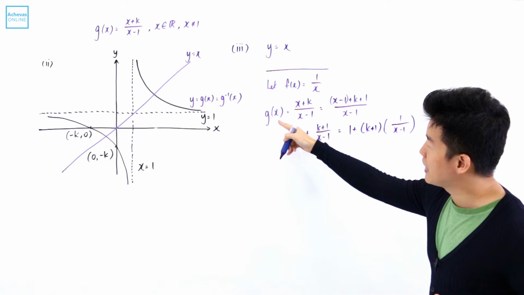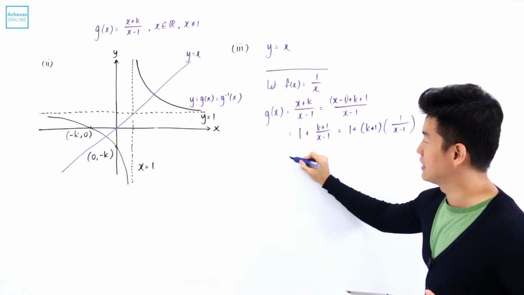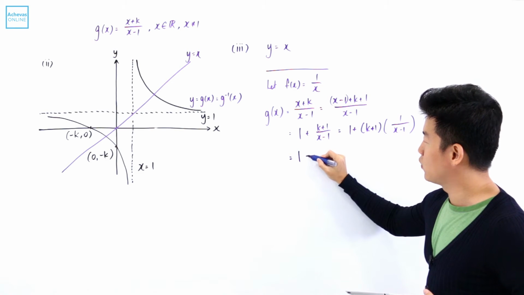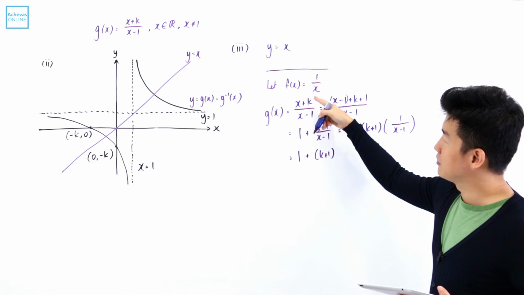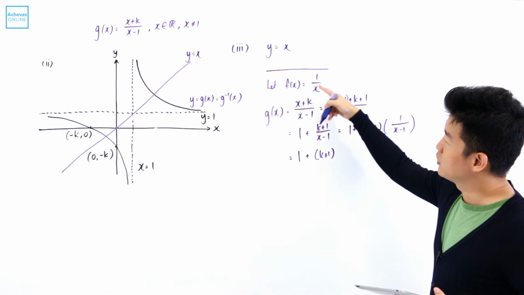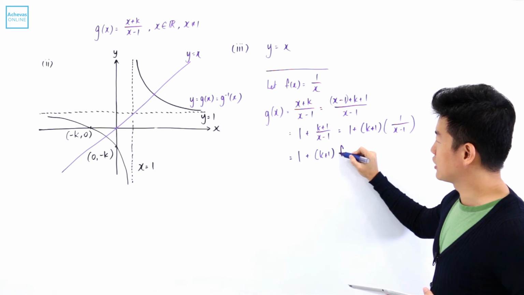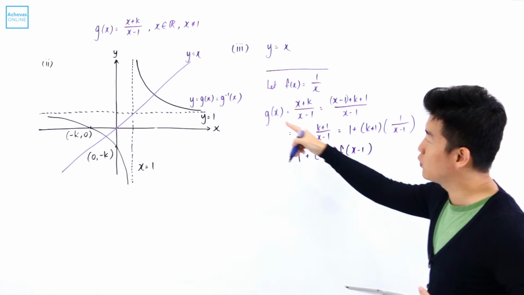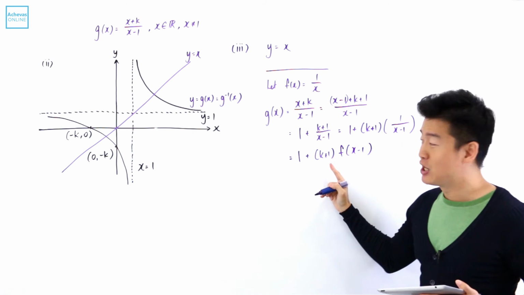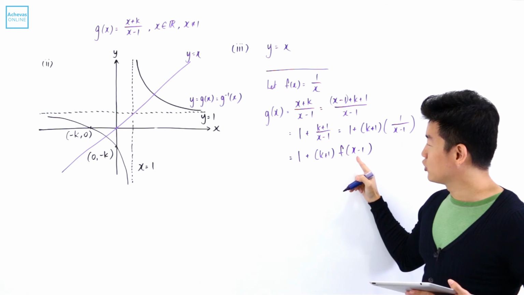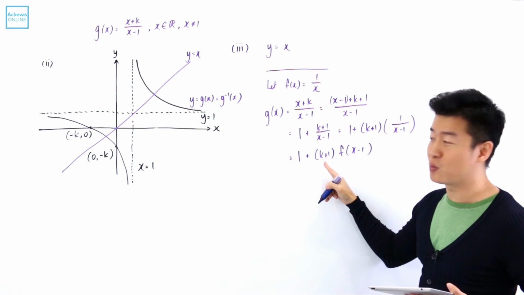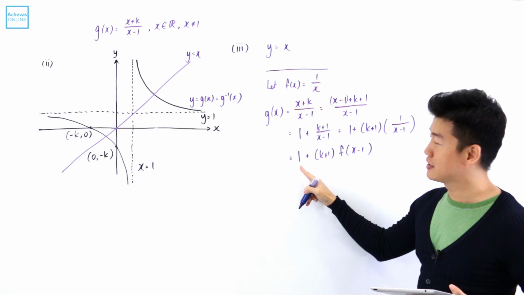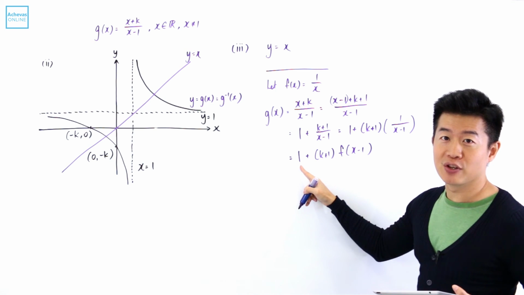My motivation for re-expressing g in this form is that I can rewrite this as 1 plus (k plus 1) multiplied by this, comparing it to f(x), where this is actually f(x minus 1). So what is g(x) in terms of f(x)? It is a transformation that, number one, is a translation of one unit in the positive x direction. Then it is a scaling by a factor of k plus 1 parallel to the y-axis, and ultimately it is a translation of one unit in the positive y direction.